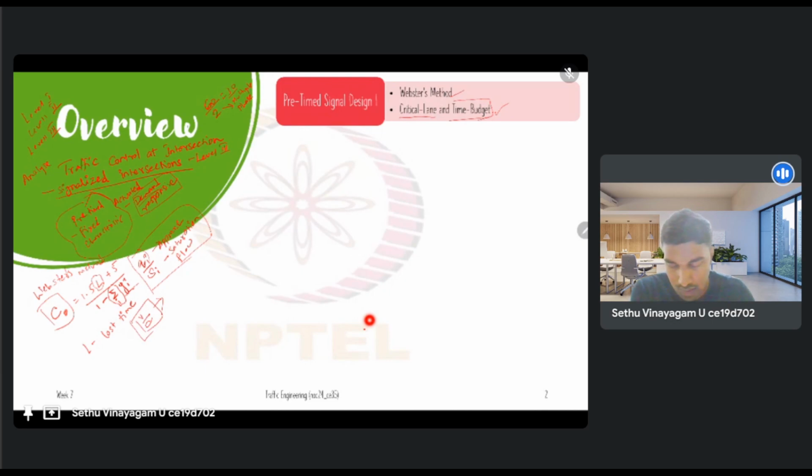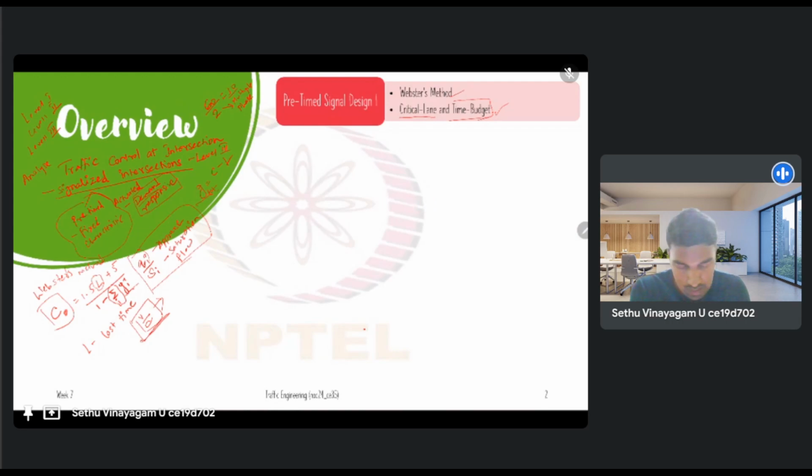Within that, we looked at concepts like effective green. What is effective green? It is your total cycle length minus your total loss time. If you remove all the loss time, whatever remains is there for the vehicles to use to cross the intersection. That will be the total effective green time. This has to be proportionately allocated to the different phases, again based on your V by C ratio. The one that is more critical, or has a higher demand with respect to its capacity, should get more time to clear and go past the intersection.